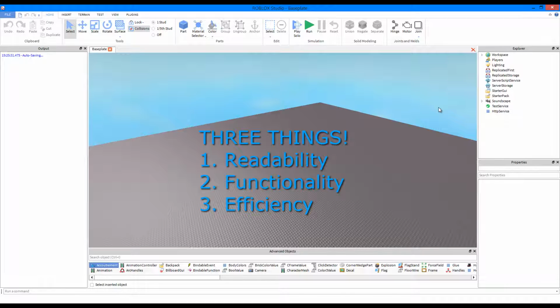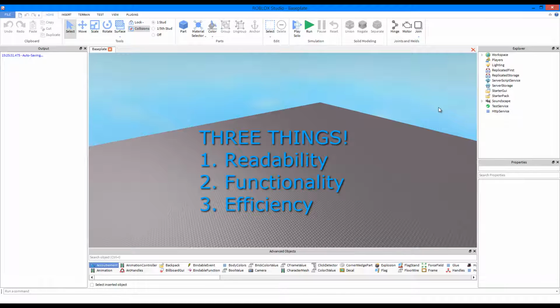The second thing is functionality. The second most important thing is functionality. Now, readability and functionality are arguably both the most important thing, but I say readability is more important because code can always be made functional, but it's very hard to make ugly functional code functional and readable without having a lot of work put into it. But readable code that isn't functional is much easier to make functional and still readable.